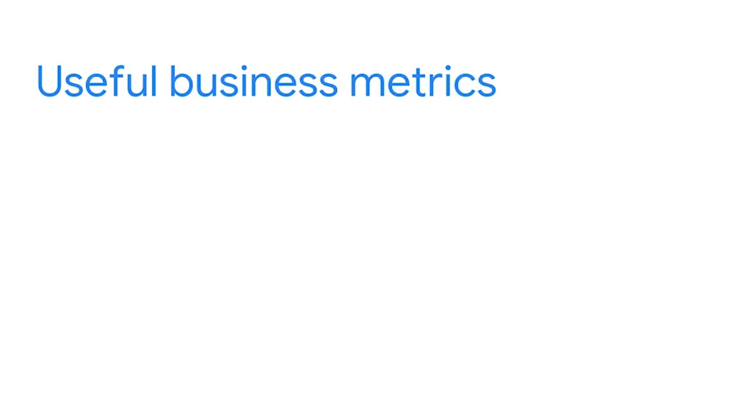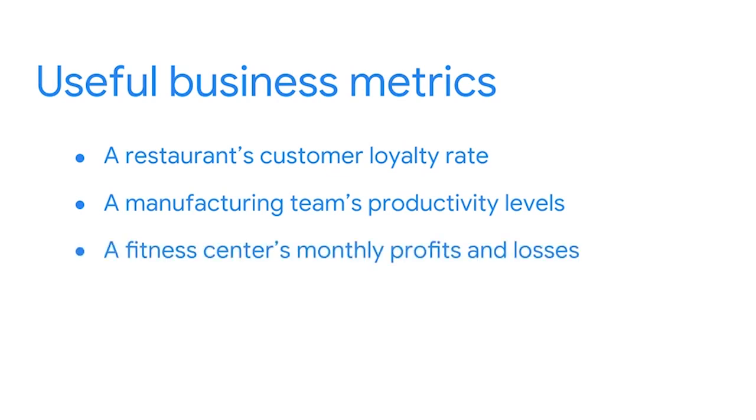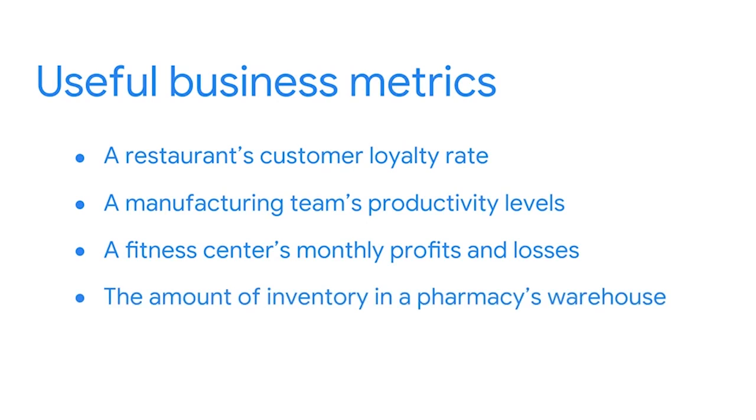For example, some useful business metrics might include a restaurant's customer loyalty rate, a manufacturing team's productivity levels, a fitness center's monthly profits and losses, or the amount of inventory in a pharmacy's warehouse. These are numbers that can lead to useful business insights. When determining which metrics to include on a dashboard, BI professionals consider four key things.